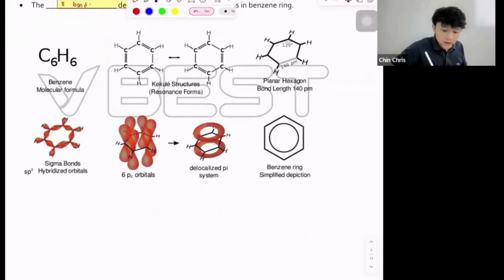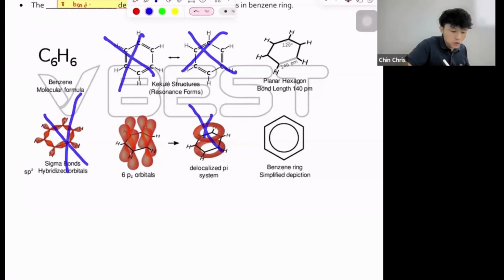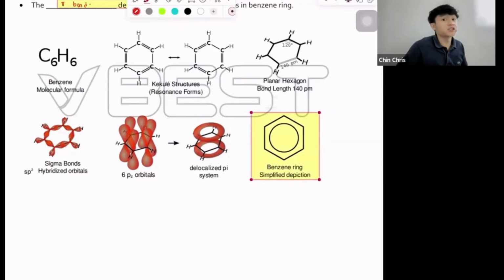Alright guys, now let's look at benzene. In exam, do not draw this, don't draw this nonsense, draw this in exam. Just a hexagonal ring and one circle in the middle, that's it, done.